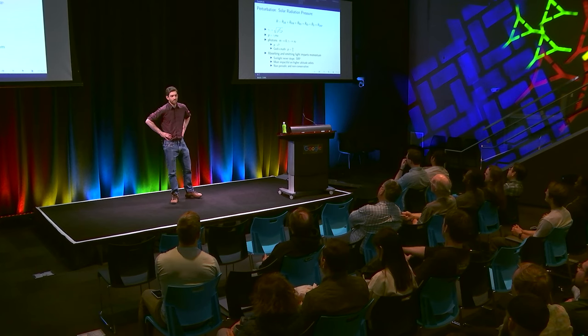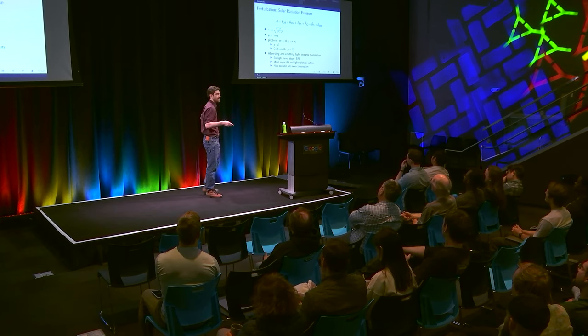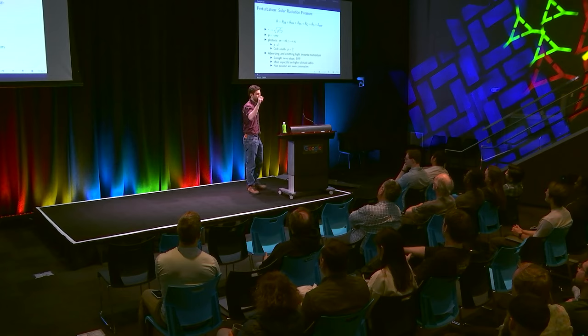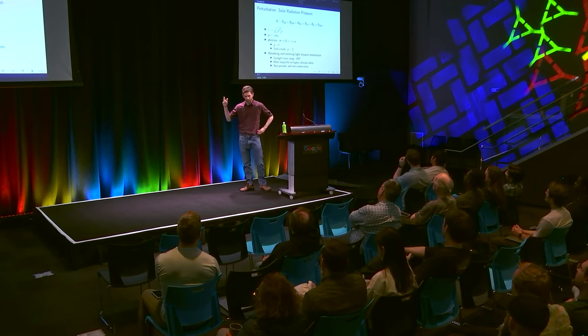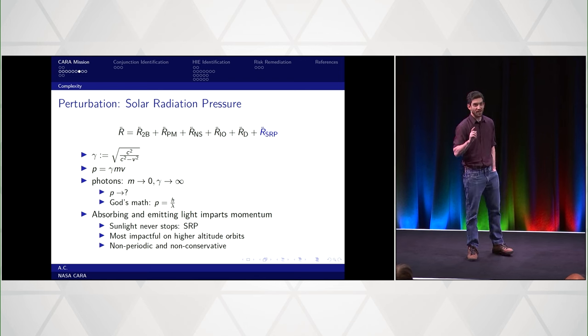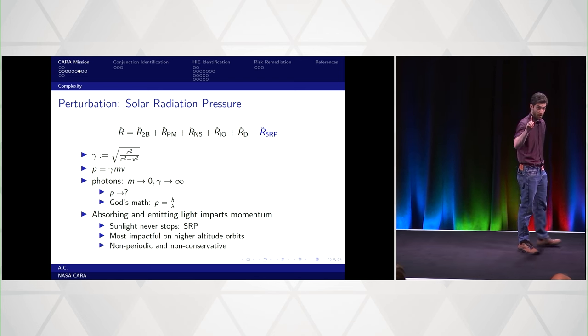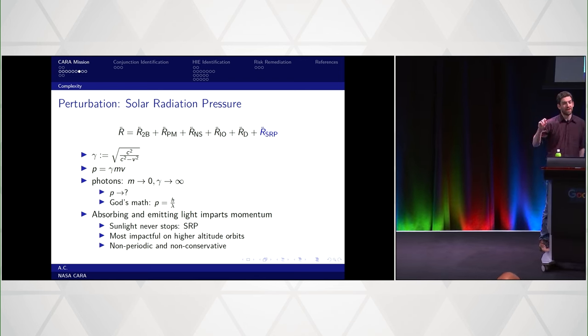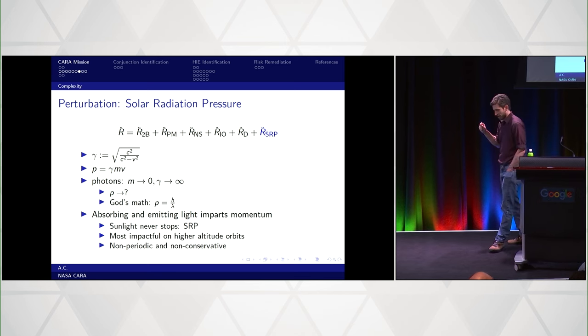What happens with photons? Photons have zero mass, and they're moving at the speed of light, so gamma's going to be infinite. What happens when I multiply zero and infinity? I've seen enough Dirac deltas to know that sometimes the answer when I multiply zero and infinity is 12. And in this specific case, it winds up being h over lambda.